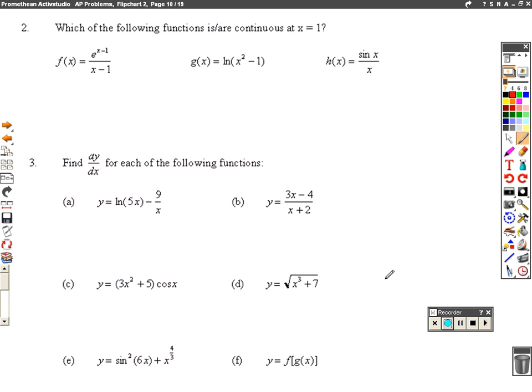Okay, moving on to question number 2. Which of the following functions is or are continuous at x equals 1? Now there are 3 conditions that have to be met. There are 3 conditions that have to be met for us even to try this question.